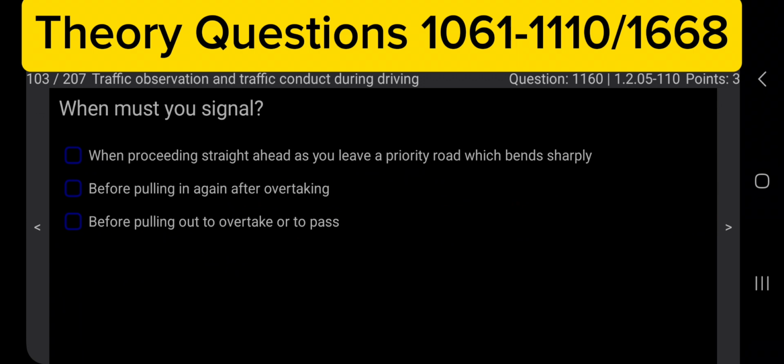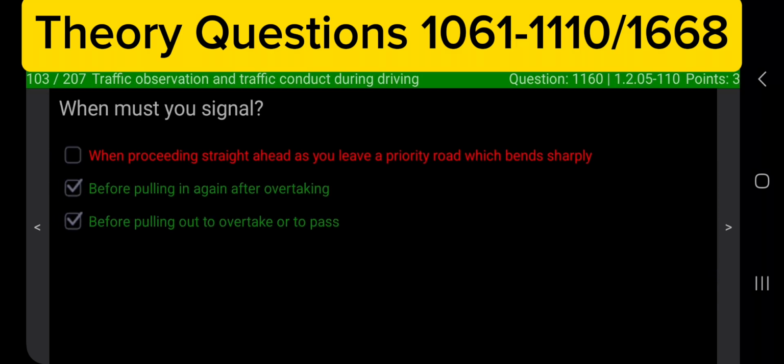When must you signal? When proceeding straight ahead as you leave a priority road which bends sharply. Before pulling in again, after overtaking. Before pulling out to overtake or to pass.